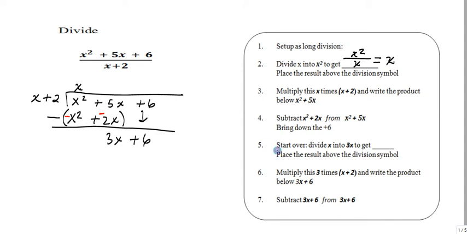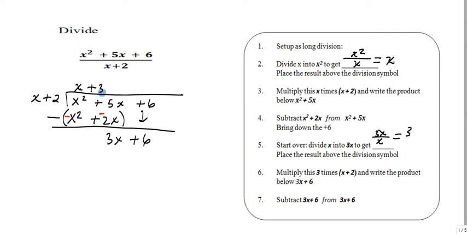All right, that was step 4. Step 5, we basically start the process over. Now we take this x and divide it into 3x. So 3x divided by x, we're left with 3. So we're going to put that 3 here. Now it's a positive 3, correct? That's a positive 3x divided by a positive x. So it's positive 3. So put a plus 3 there.